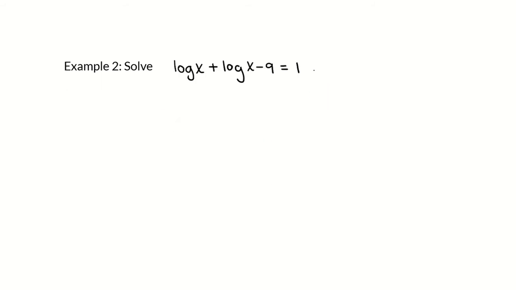Now if instead we have logarithms in the equation, for example log of x plus log of x minus 9 equals 1, one step to solving logarithmic equations is to use log properties to first combine the logarithms. So here we have addition between two logarithms. That means we can multiply the numbers on the inside. So we can rewrite the left side as log of x multiplied by x minus 9.